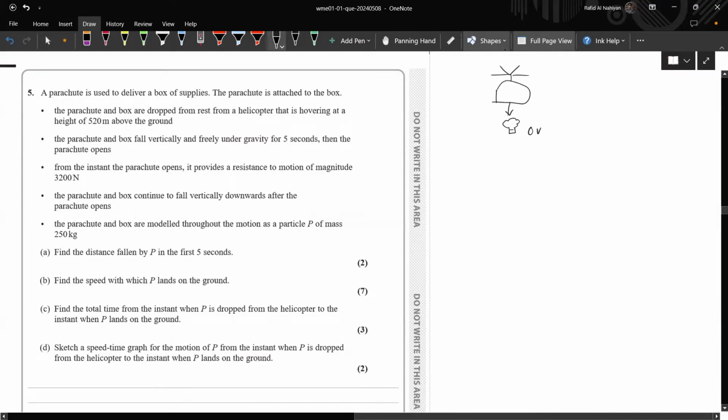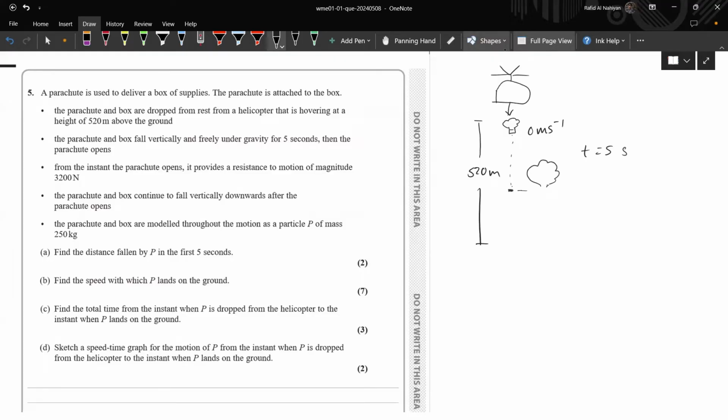So we have the parachute and the box, and it is dropped from rest, so I know the initial velocity, which is 0. Okay, and there's a height of 520 meters. All right, then we have the parachute and box fall vertically and freely under gravity for 5 seconds. So they fall for 5 seconds, and let's say they arrive at some place here. Okay, let's say they moved this distance, and then the parachute opens. So right at this point, the parachute actually opens.